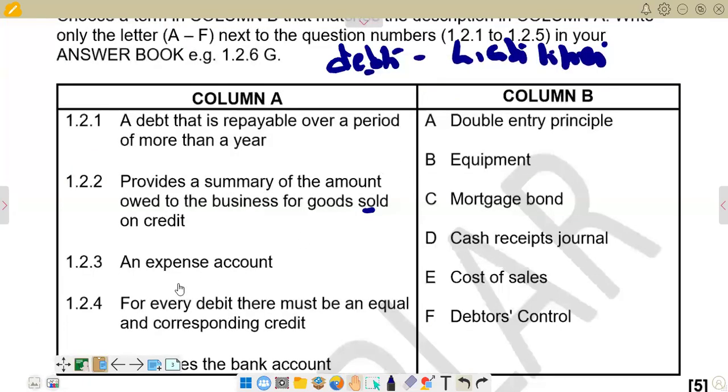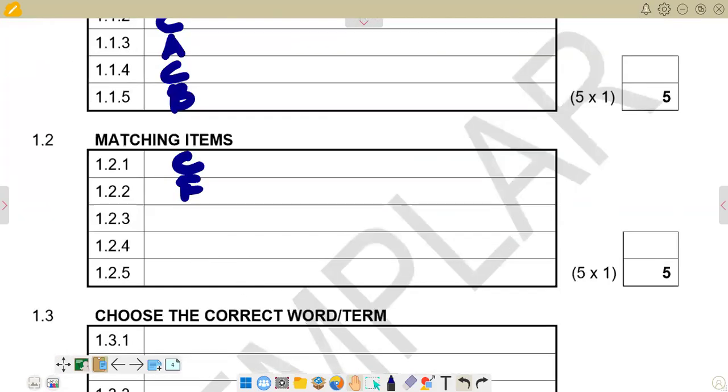So if you come to 1.2.3, it reads an expense account. So we're just going to check which expense account we have according to the responses in column B. If you go through all the responses that we are given there, you would see that we have got cost of sales representing an expense account. So 1.2.3 also has our E as the correct answer. So you come here, saying E.